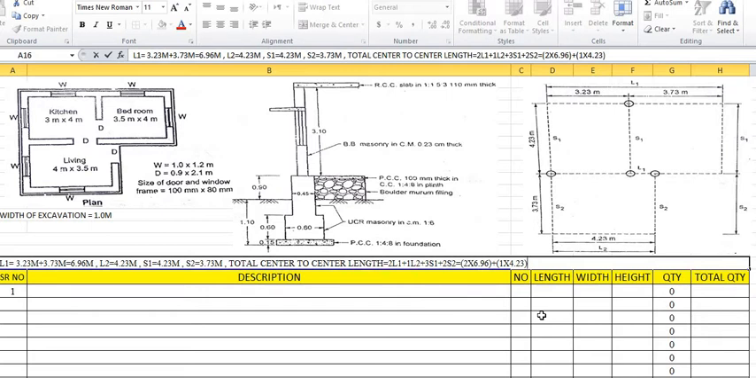Okay. Again, third, S1. How many numbers of S1 are there? 3 numbers of S1. So 3 multiplied by S1. The S1 length has been mentioned as 4.23. So this is the length of S1, 4.23. Again, how many numbers of S2? S2 has been mentioned as 2 numbers. So again 2 multiplied by S2. S2 is mentioned in the figure as 3.73. So 3.73 is the length of the short wall. That is equal to.